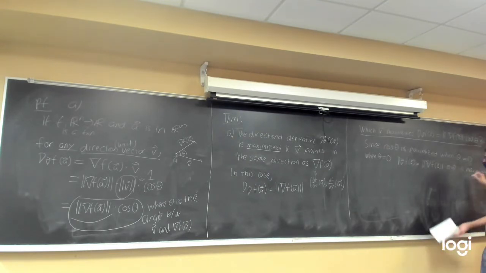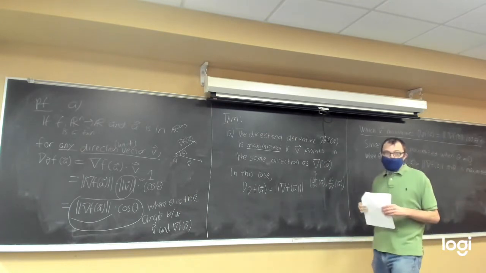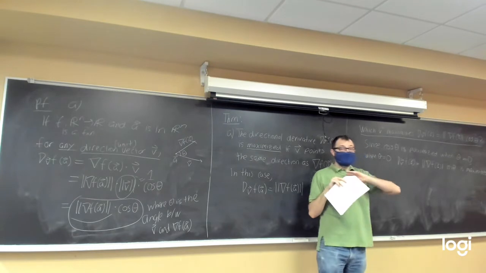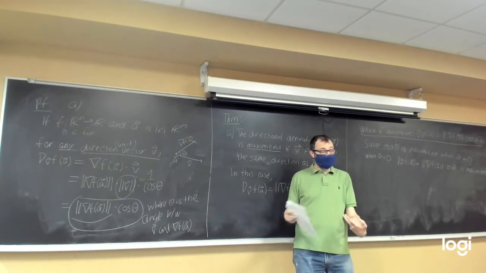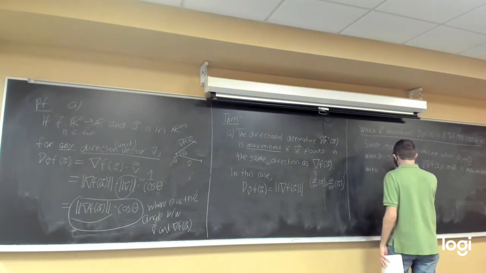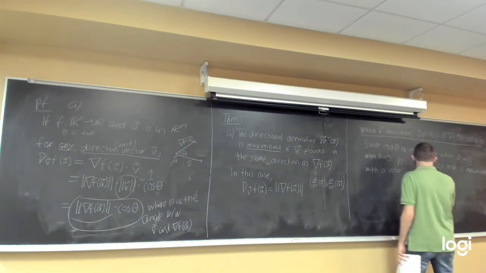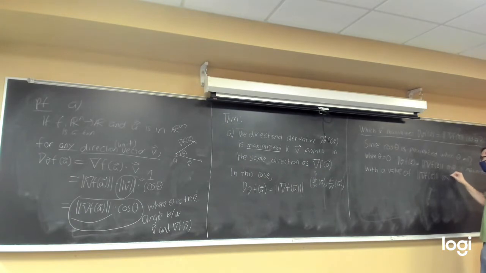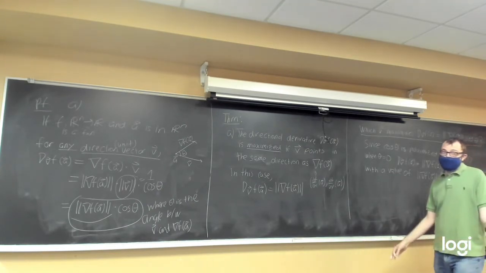It's as big as it can possibly get. When theta is 0, that's the scenario that's going to cause our directional derivative to be the largest positive number it can be. And that's going to be with a value of the magnitude of the gradient of f evaluated at a times cosine of 0. Well, that's just going to be 1, and then we'll just end up with the magnitude of the gradient vector.